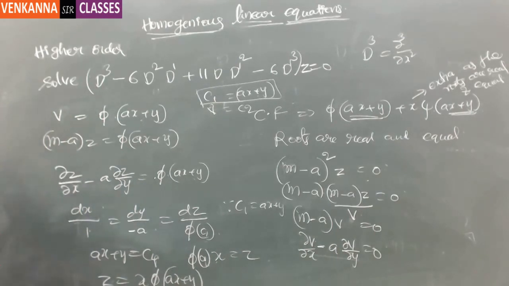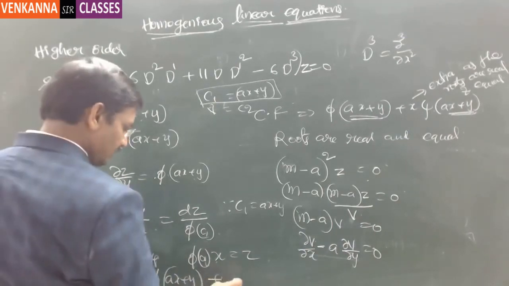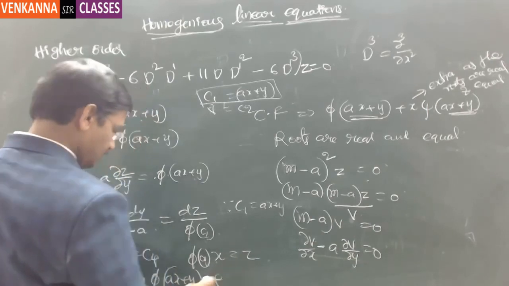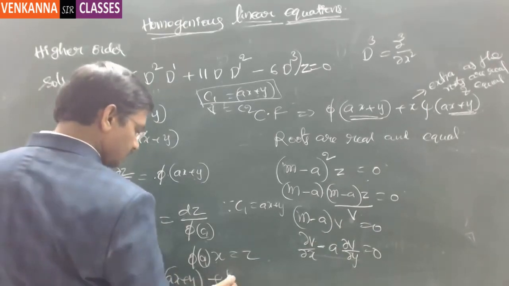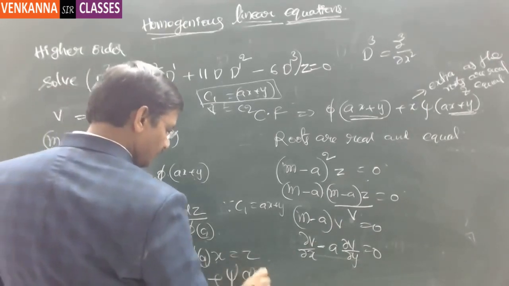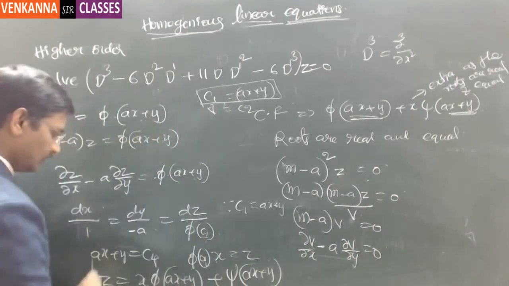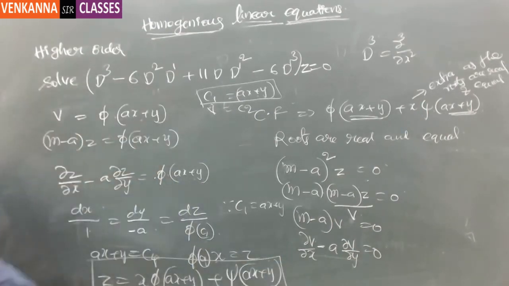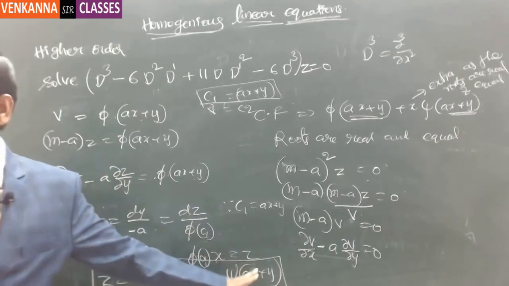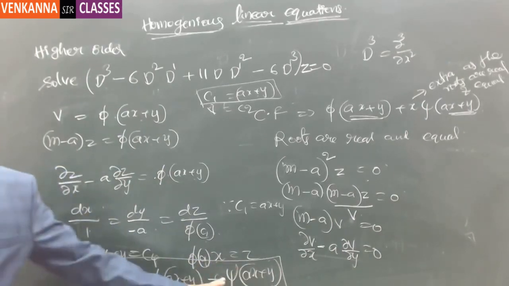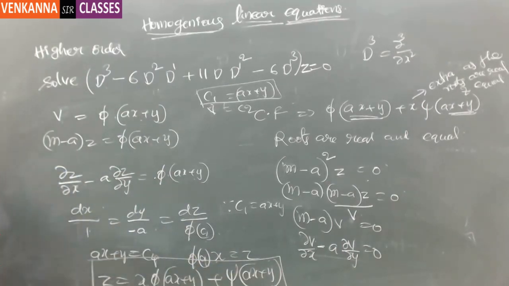So the sum of these two solutions, the final solution will be phi of (ax plus y). So this is the final solution. One with x, another with no x, but the inside functions are exactly the same. Got it? Understood? Or do you have any questions on this?